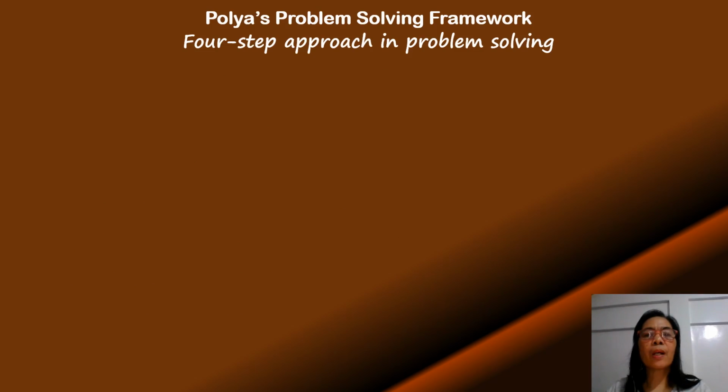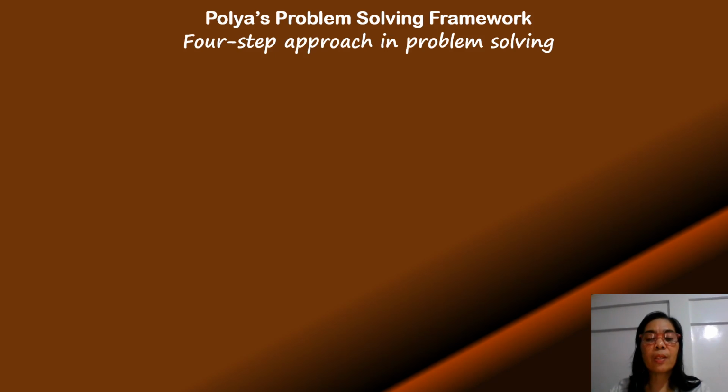I am now going to discuss the typical mathematical problems using the Polya's problem-solving framework. George Polya of Hungary is considered the father of modern problem-solving. He wrote his most influential book entitled How to Solve It, which is helpful in solving problems and gave birth to his 4-step approach in problem-solving together with different heuristics or strategies. Knowledge of Polya's 4-step approach in problem solving is the first step in becoming a good problem solver.